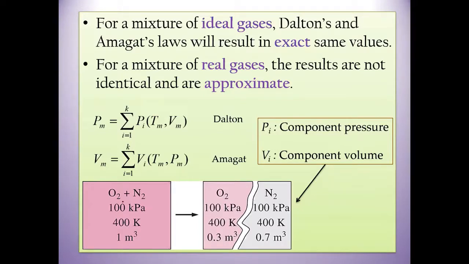So according to Amagat's law, if you have a mixture of oxygen and nitrogen at 100 kilopascals and 400 Kelvin, having a volume of 1 cubic meter, the pressure is the same and the temperature is the same for each component. So for example, 0.3 cubic meter is occupied by oxygen and 0.7 cubic meter is occupied by nitrogen. When you add them together, you get the mixture volume of 1.